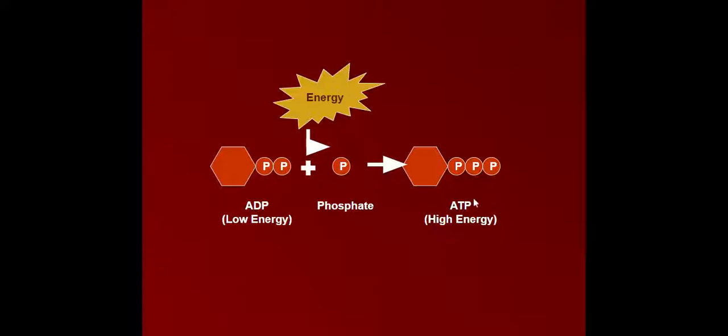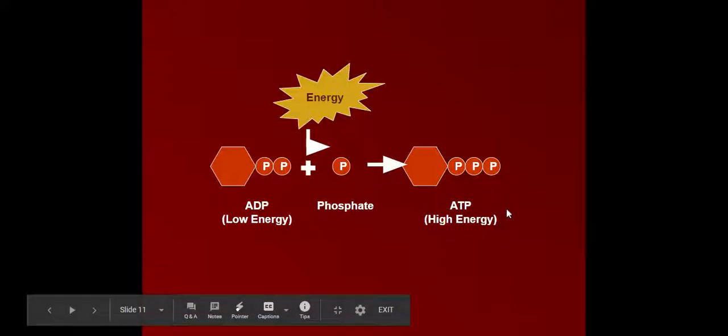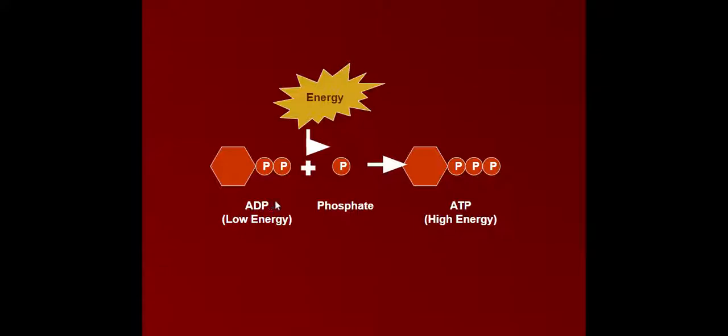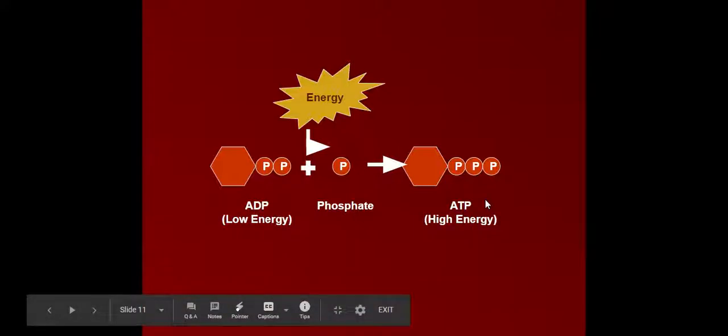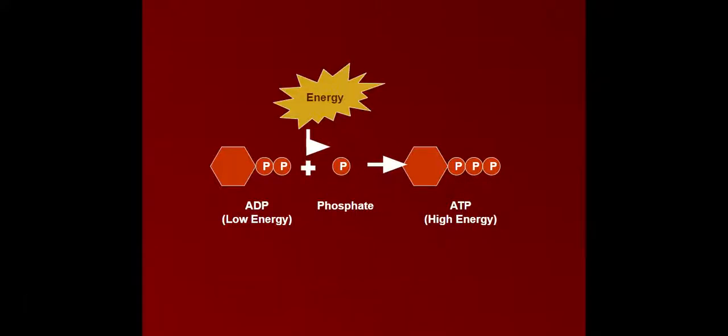ATP has high energy, okay? I want you to think of this as being like a charged battery: ATP, a charged battery, and ADP being an uncharged battery. ATP, because it's the essential power for the cell, needs to be fully charged. So we need to have the 3 phosphates so the cell can function properly.